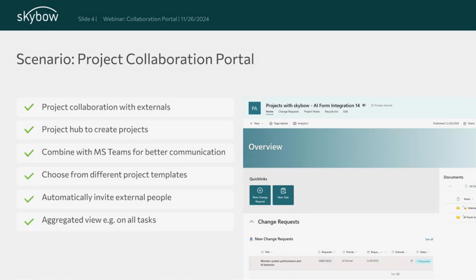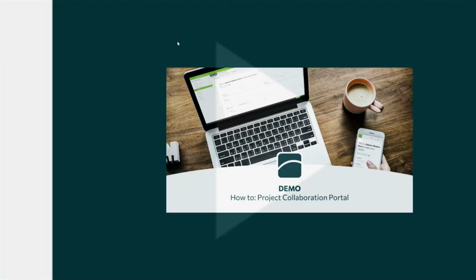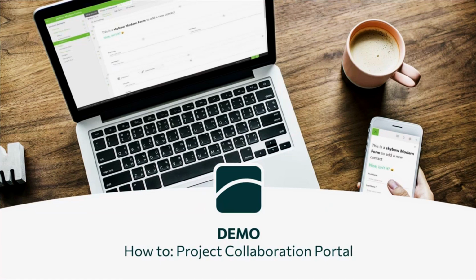And of course, you can handle documents. The rest of the project itself is just a plain portal SharePoint site, I mean, with document libraries. I added a change request list, for example, and a task list. So, but how can we do that using Skybow? But first of all, let's jump into the demo.